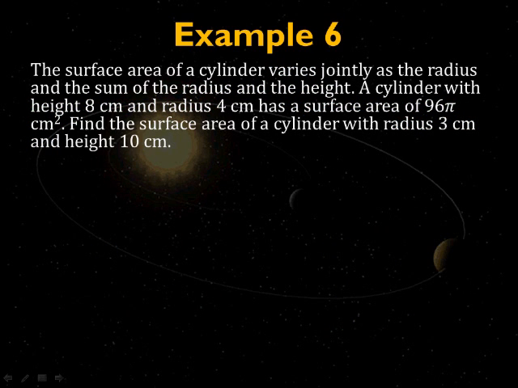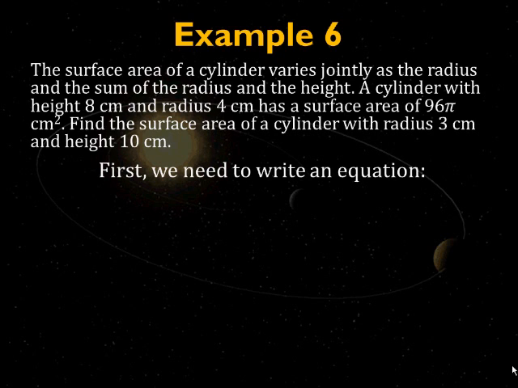Final example. The surface area of a cylinder varies jointly as the radius and the sum of the radius and the height. A cylinder with height 8 centimeters and radius 4 has a surface area of 96 pi square centimeters. Find the surface area of a cylinder with radius 3 and height 10. Alright, again, we need to come up with an equation.